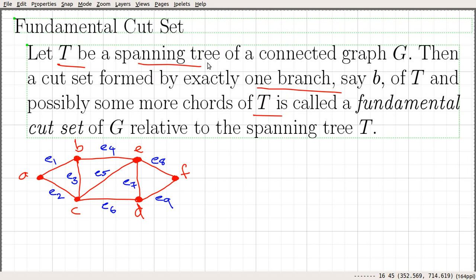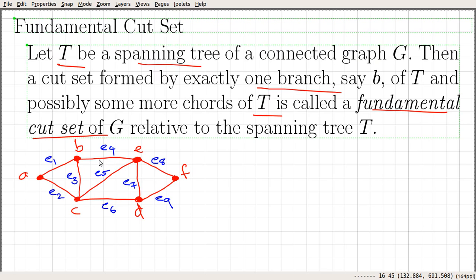Let me repeat the definition once more. Let T be a spanning tree of a connected graph G, then the cut set formed by exactly one branch. So this particular cut set is going to have one branch and possibly some more chords of T, and it is called a fundamental cut set of G.